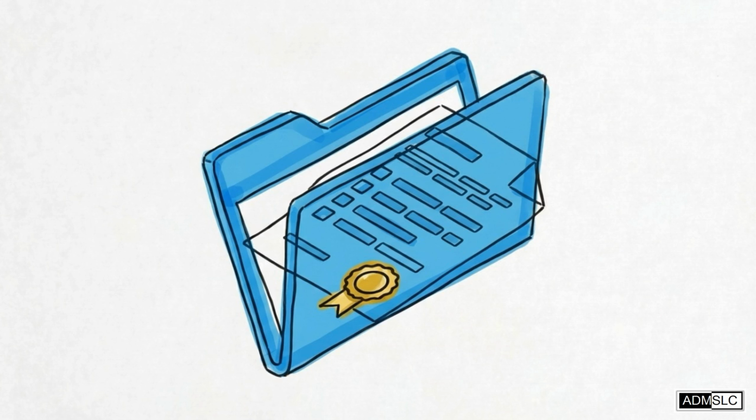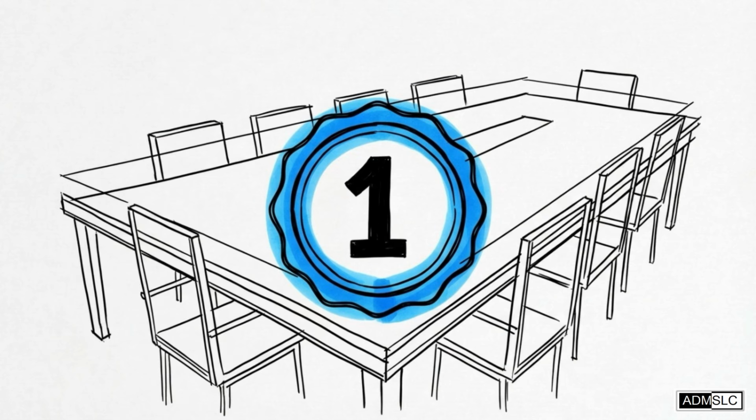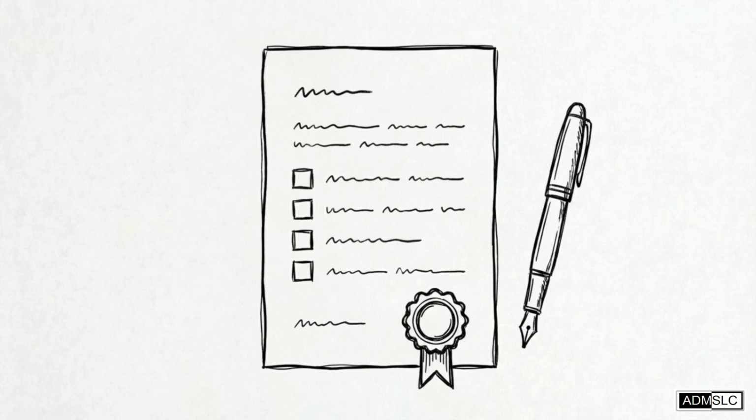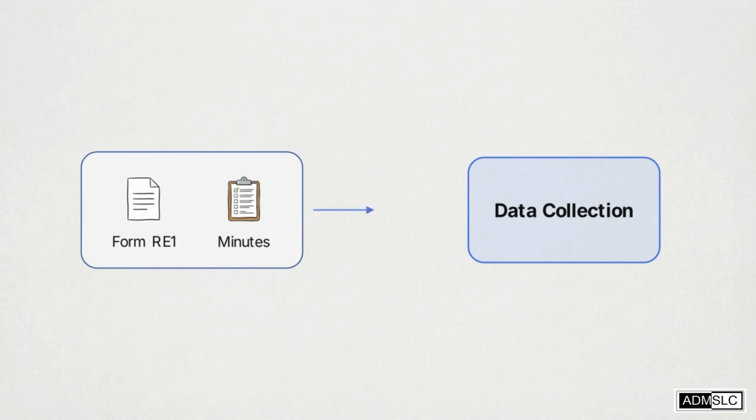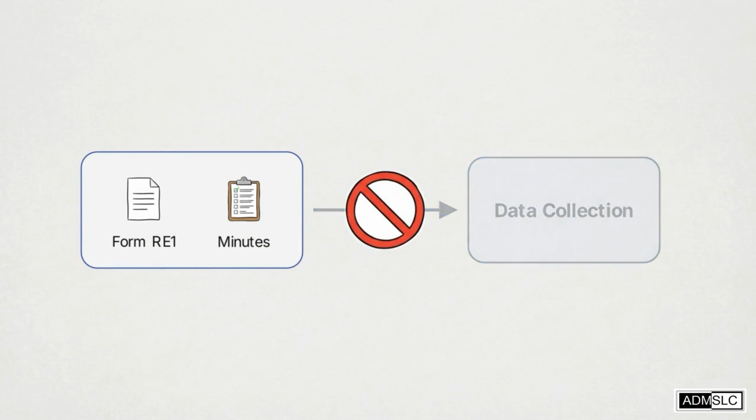In your very first meeting, your absolute priority is to complete and sign the Research Ethics Checklist, known as Form RE1. If you do not have real-time documentation and an approved ethics form, your data collection is officially blocked and your project cannot move forward.